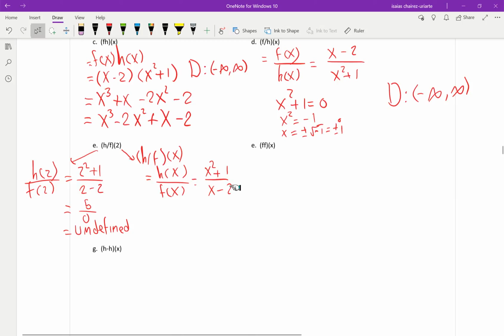And what values of x make this denominator 0? I would say positive 2. So think of all the real numbers, but then you have to get rid of positive 2. So my domain ends up becoming negative infinity to 2, parentheses, union 2 to infinity, because I need to use parentheses since I cannot include 2.